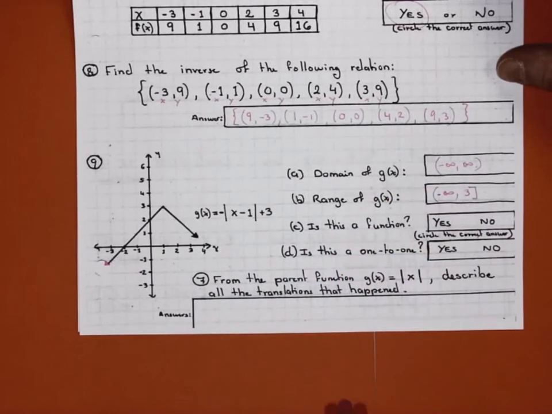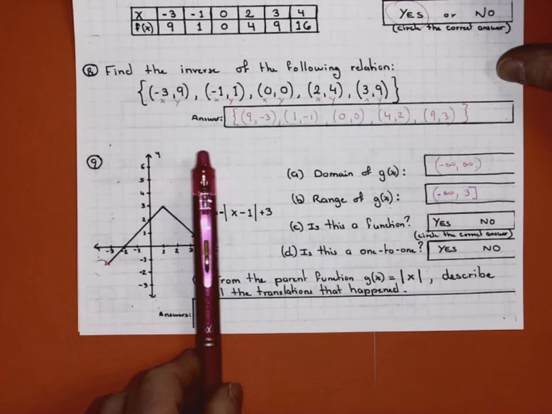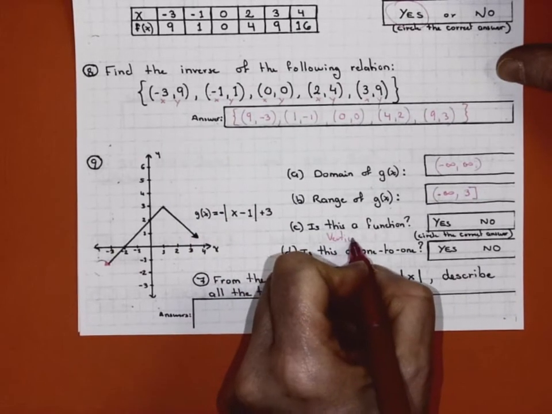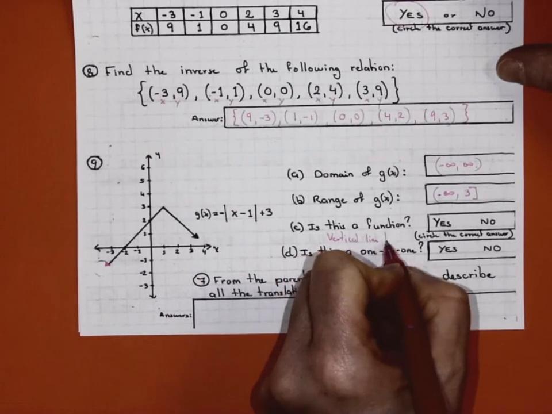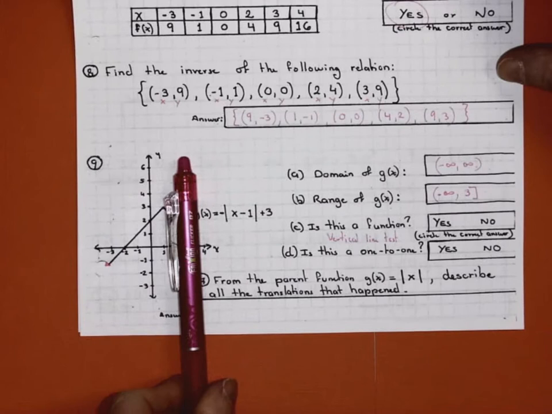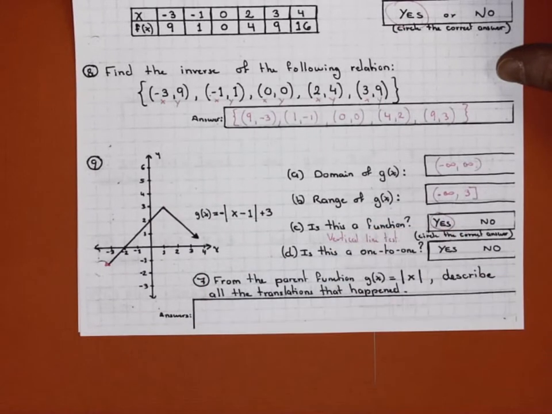Is this a function? So can I do the vertical line test? Function means vertical line test. Every x has only one y assigned to it. And so yes, this is a function.